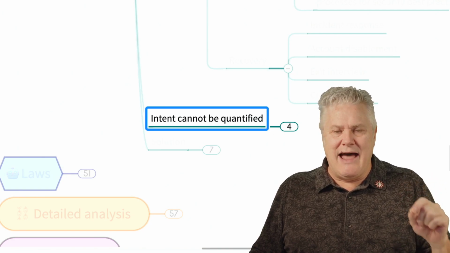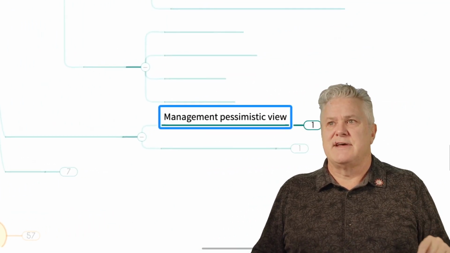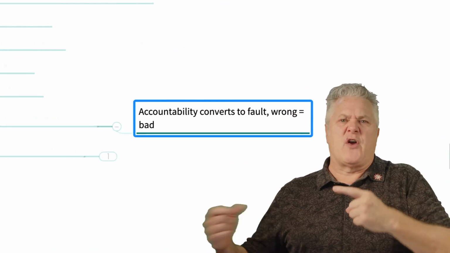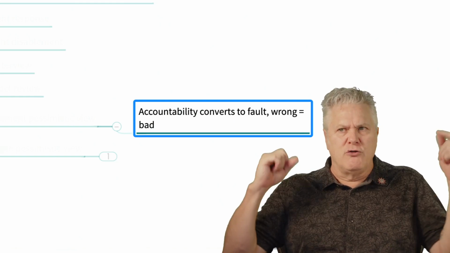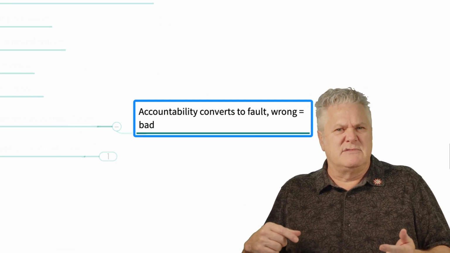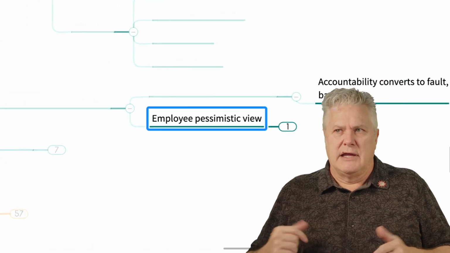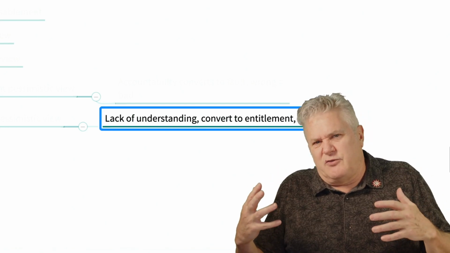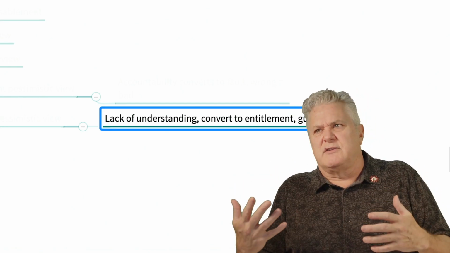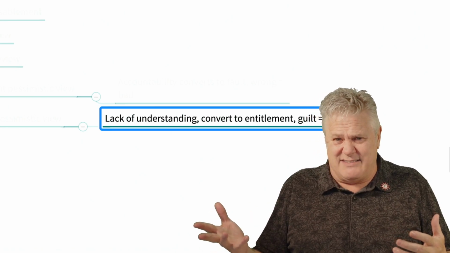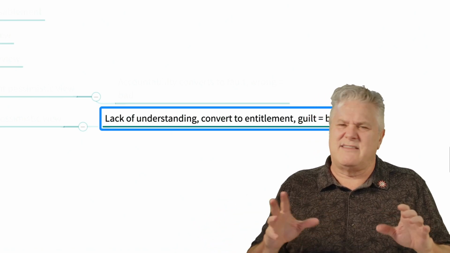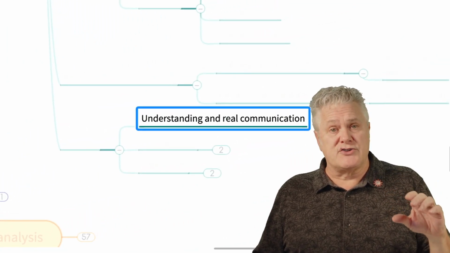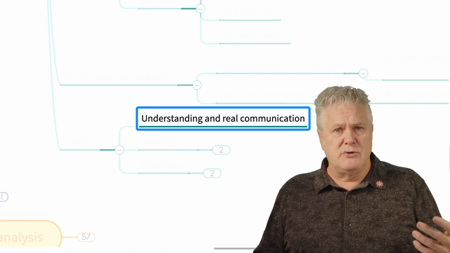Now, intent cannot be quantified, but we have to look at this. Management's pessimistic view: accountability. We go ahead and say, okay, who can we blame here? Who's at fault? Who's wrong here? They're bad. It's their fault, not our fault, right? Employees' pessimistic view. How about this? Lack of understanding. Oh, that converts to entitlement. I don't know how to get my job done. And then I also feel guilty and I'm bad in some ways, shape, or form. That's not how we want to operate. And the solution is to have a good understanding between the two and real communications.